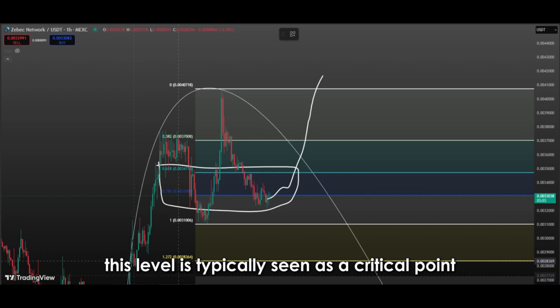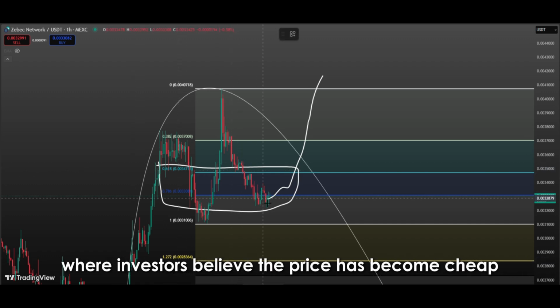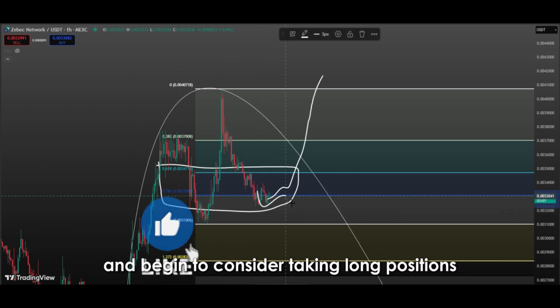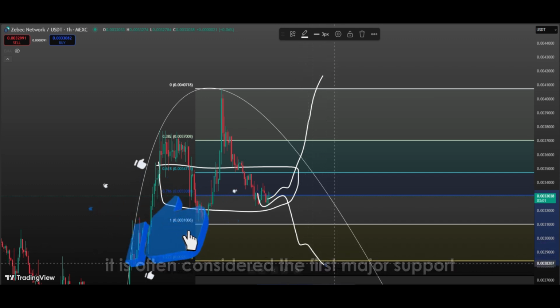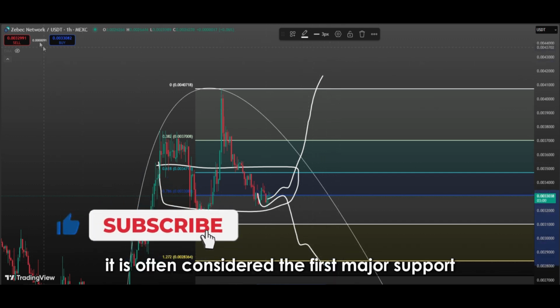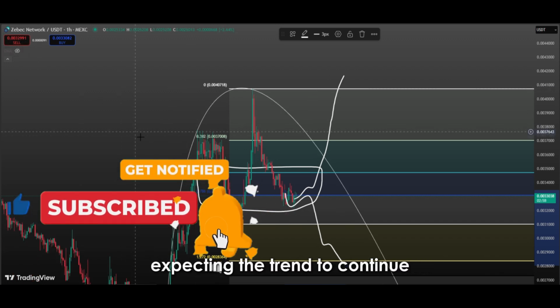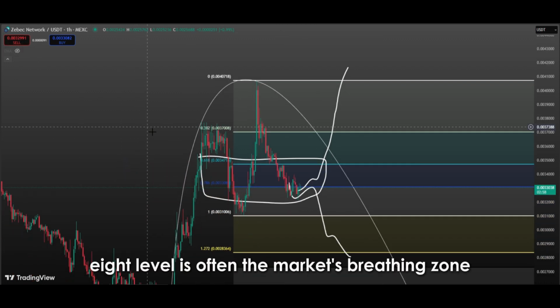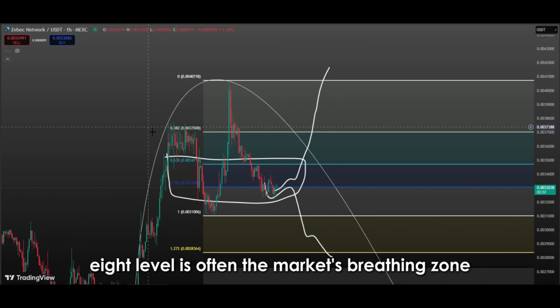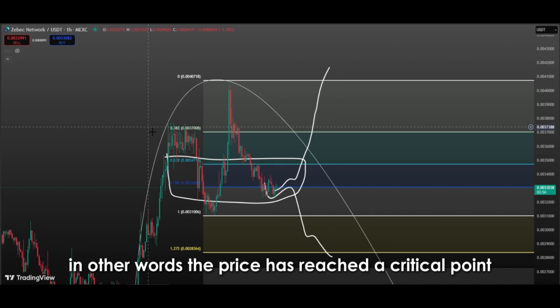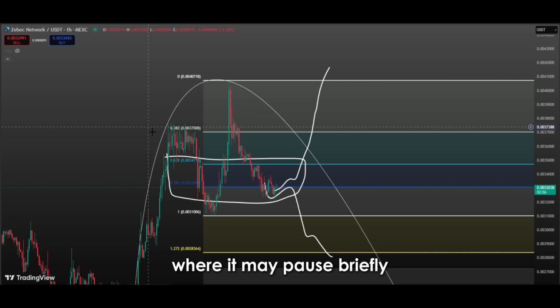This level is typically seen as a critical point where investors believe the price has become cheap and begin to consider taking long positions. It is often considered the first major support and is especially important for investors expecting the trend to continue. The 0.618 level is often the market's breathing zone. In other words, the price has reached a critical point where it may pause briefly before resuming its upward move.